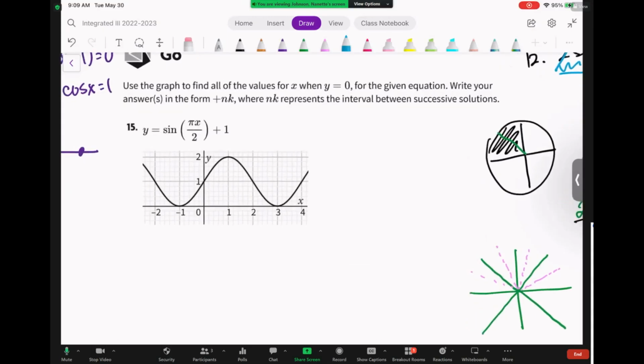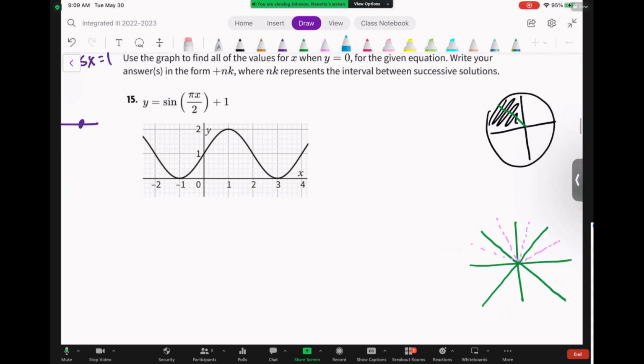Okay, so this problem is asking us to use the graph to find all the values of x when y equals 0 for the given equation. Write your answers in the form of plus nk, where n represents the interval between successive solutions.